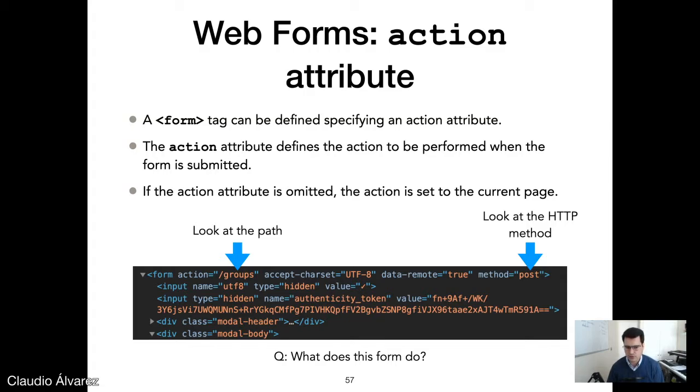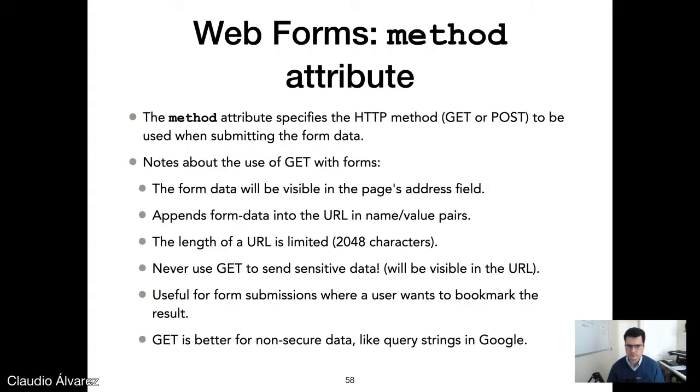So the controller that will be run, because thinking about this as a Rails application, it's a groups controller, and the action will be the create action. The method attribute specifies the HTTP method, get or post, to be used when submitting the form data. There's two possibilities when you submit forms. You can use the get method or you can use the post method.